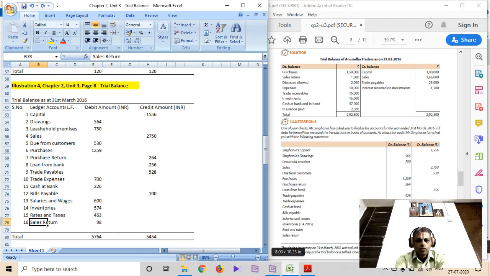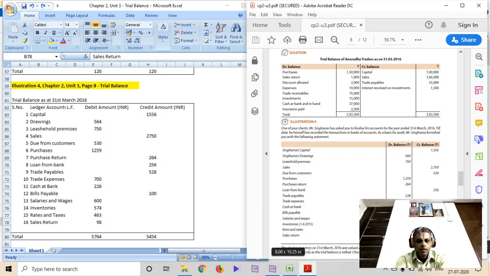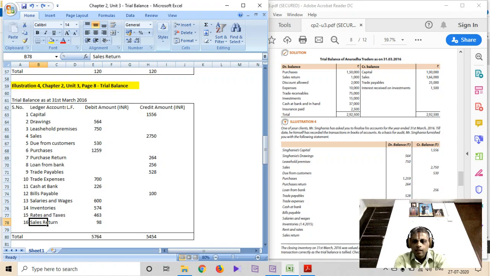Now we have all the transactions entered here. So capital, drawings, leasehold premises, all these transactions are entered here. What is the mistake that we have made here? Apologies. Inventories, it's showing us 264. I entered it as 574, it should be 264. Right. So the total is 5,454.